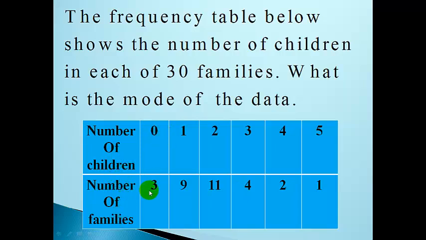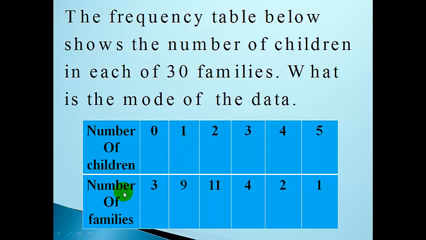So 0 corresponds to 3. 1 corresponds to 9. 2 corresponds to 11. 3 corresponds to 4. 4 corresponds to 2 and 5 corresponds to 1. So that means that 3 families had 0 children. So there is no children in 3 families. The 9 families had only 1 child.